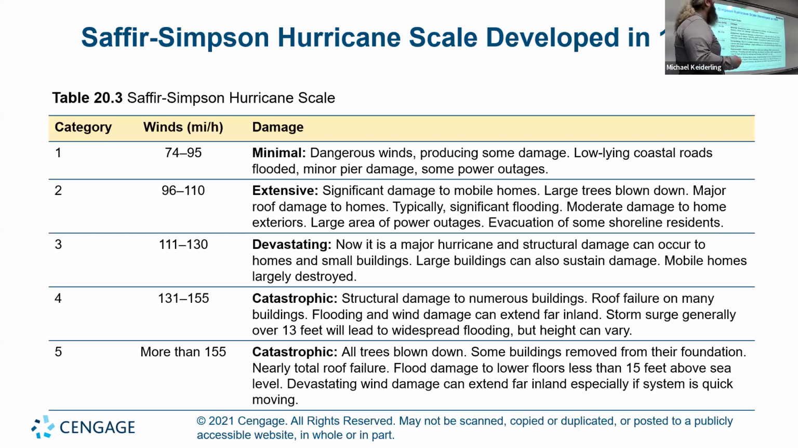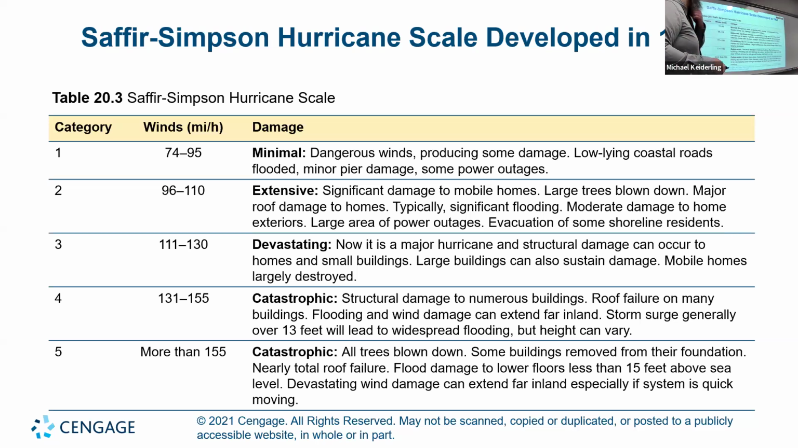Category 3 is devastating. Now it's a major hurricane. Structural damage can occur to homes and small buildings. Large buildings can also sustain damage. Mobile homes are largely destroyed. Category 4 is catastrophic. Structural damage to nearby buildings, roof failure on many buildings, flooding and wind damage could extend far inland. Storm surge is generally over 13 feet and will lead to widespread flooding, but height can vary. And then category 5 is more than 155.